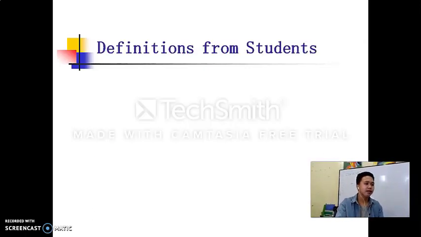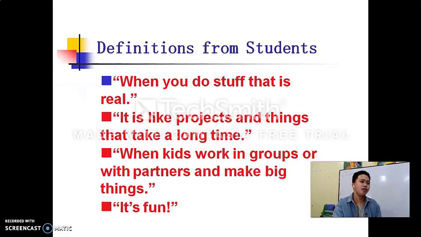So this is the common definition of inquiry-based, based on given scenarios in the classroom from the student. Usually, when it's inquiry-based, students say that you do stuff that is real. When you do stuff that is real, probably the learning is concrete, right? That's where the learning is. When you act, you learn a lot. What you only hear is different, what you only see is different, and what you really do is different.